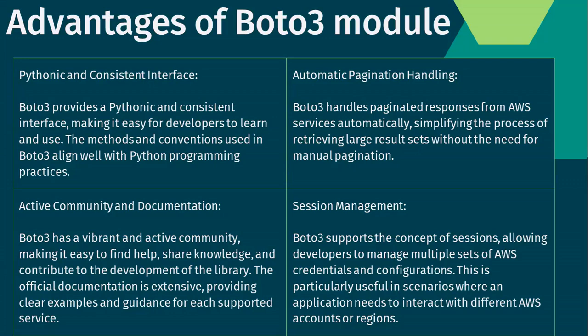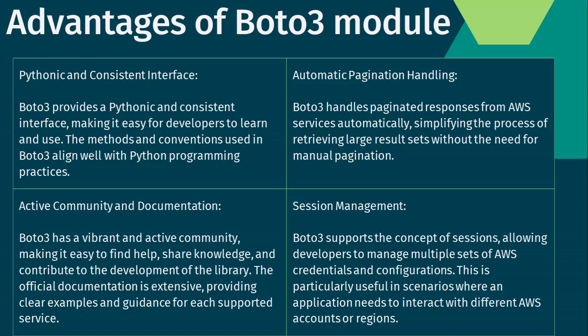Active community. Active community means, think of Boto3 as like a bustling city. So an active community is like having a lot of friendly neighbors who are always ready to help and share what they know. So Boto3 has a vibrant and active community, making it easy to find help, share knowledge, and contribute to the development of the library.